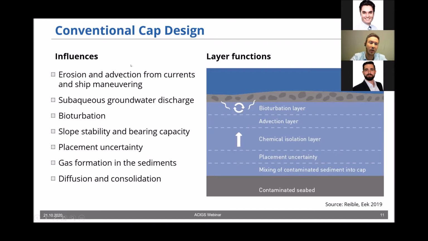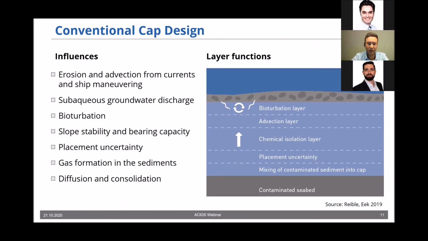For example, we are in a very high energy environment where we have erosion and advection from currents, from waves, from ship maneuvering. We have subaqueous groundwater discharge from the ground to the rivers. We have bioturbation, which means that little organisms like worms or shells dig inside our sand cap. There are things like slope stability and bearing capacity, of course.